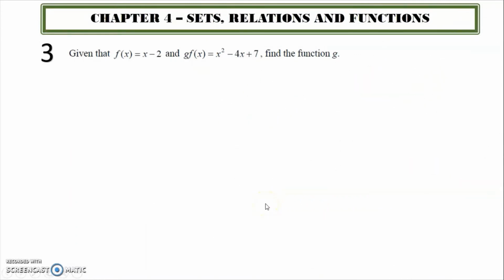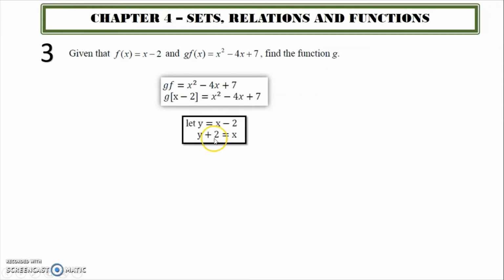Okay, next example. Given that f(x) equals to x minus 2 and gf(x) equals to x square minus 4x plus 7. Find the function g. Okay, first step kita salin semula gf equals to x square minus 4x plus 7. Okay, next step kita buat macam tadi, gf. So gf cara nak tulis dia adalah g and then function f. So function f dia x minus 2 equals to salin balik yang ini.